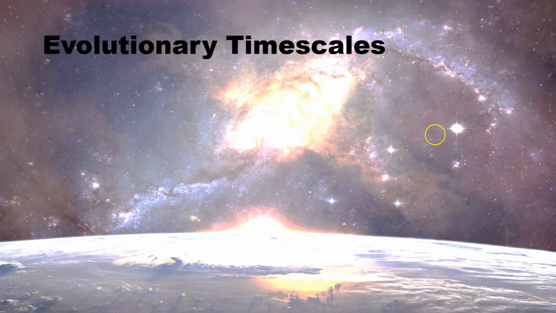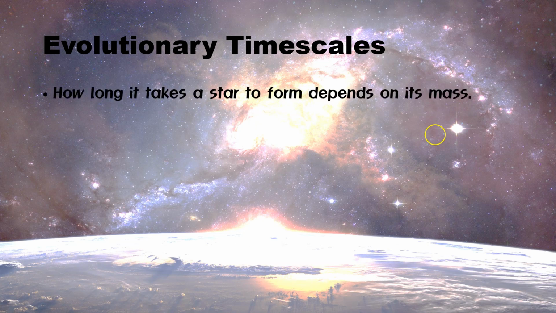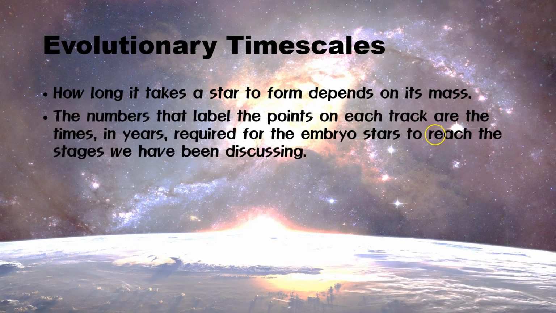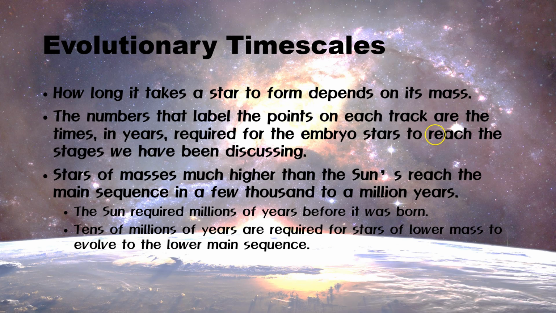And so we can use this to wrap these ideas back into an evolutionary timescale for our stars. How long it takes a star to form really depends on how much mass the star has. The numbers that label the points in each track, of course, are the times in years required for the embryo stars to reach the stages that we've been discussing. Now, stars with masses much higher than our Sun reach the main sequence in anywhere from a few thousand to a million years. However, if we look at something like our own Sun, it took millions of years before it was born because it had a much smaller mass. And actually, if we wanted to go even smaller, we need tens of millions of years for those stars of lower masses to evolve into the lower part of the main sequence.